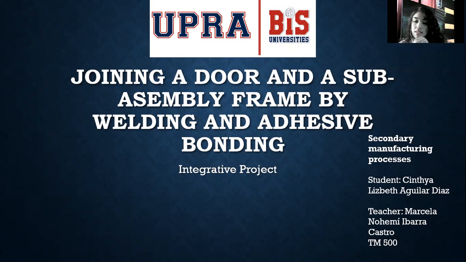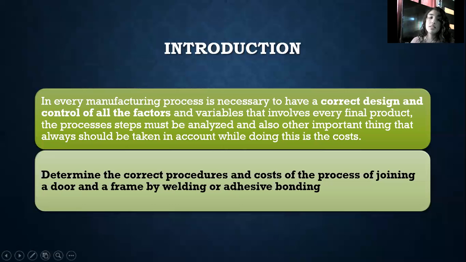I'm going to explain the integrative project, which is joining a door and a sub-assembly frame by welding and adhesive bonding. The introduction: in this project, I'm going to determine the correct procedures and cost of the process of joining a door and a frame by welding or adhesive bonding. It's important to have a correct design and control of all the factors and variables that involve every final product.